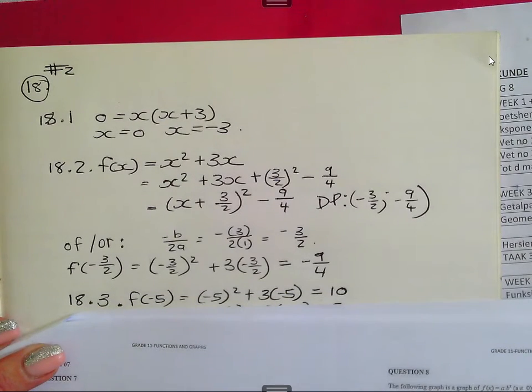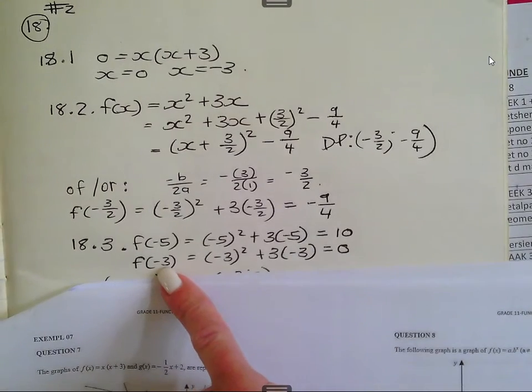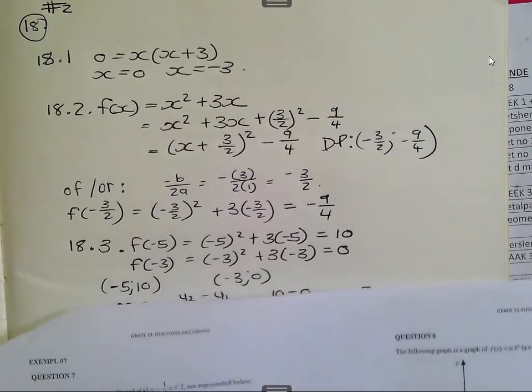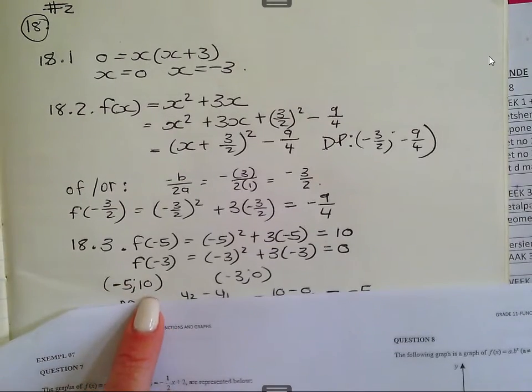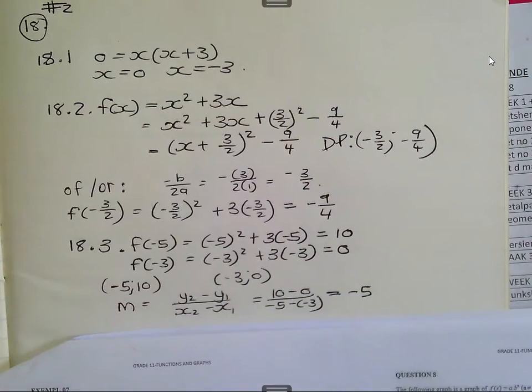Alright, the next one, they said determine the average gradient of the curve between x equal to negative 5 and negative 3. Now the thing is, with the average gradient, I need a coordinate. Now I only have the x value, so I substituted the negative 5 and the negative 3, although I already had the negative 3 value because it's one of my intercepts, but I just substituted both of them, and then I got a y value as well. So my coordinates are negative 5 and 10, and negative 3 and 0. And then I could substitute into the gradient formula, and I got an answer of negative 5.